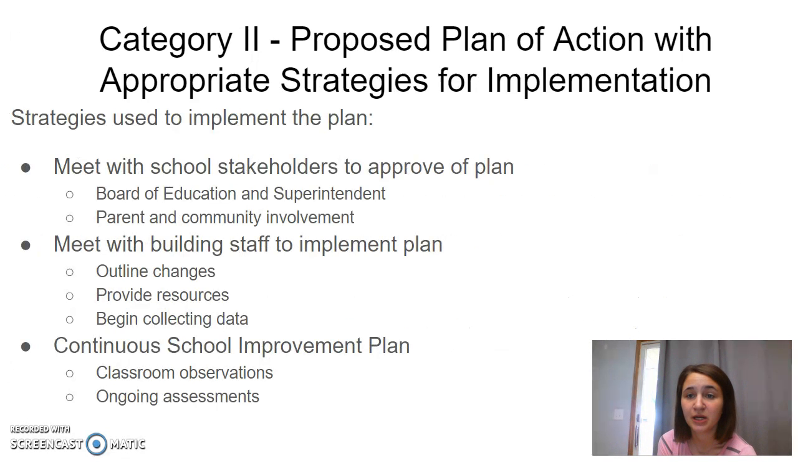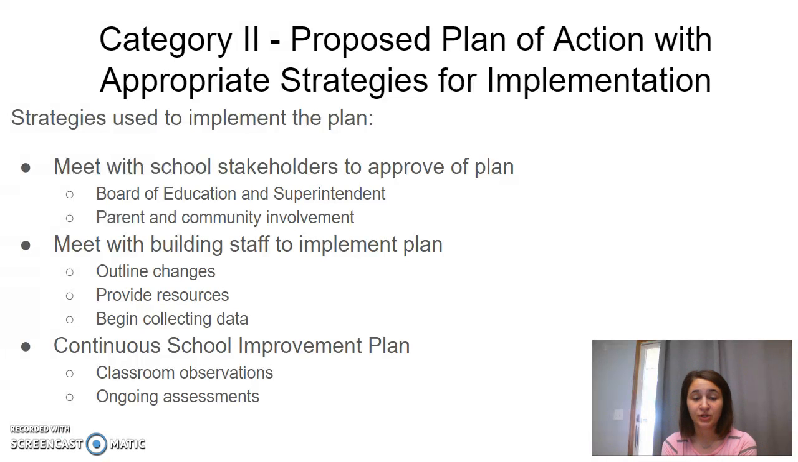Category 2, proposed plan of action with appropriate strategies for implementation. So strategies used to implement the plan. We're going to need to meet with school stakeholders to approve of the plan, so taking it to the Board of Education as well as the superintendent, making sure it's appropriate, making sure it will complete our mission. And then, of course, bringing in parent and community involvement, making sure it's what they're expecting to see their students working on, making sure it's meeting the objectives that they need at home and in the school.